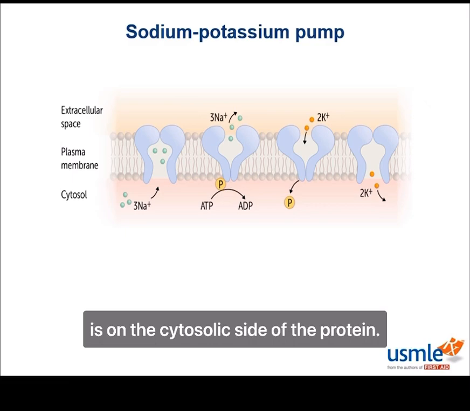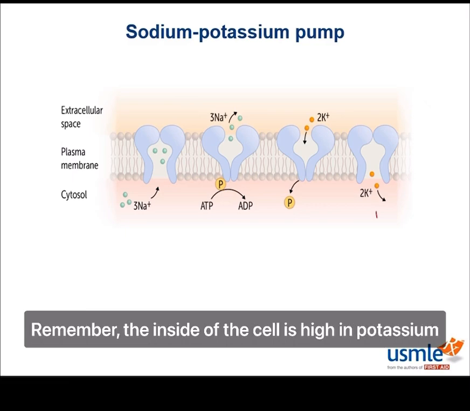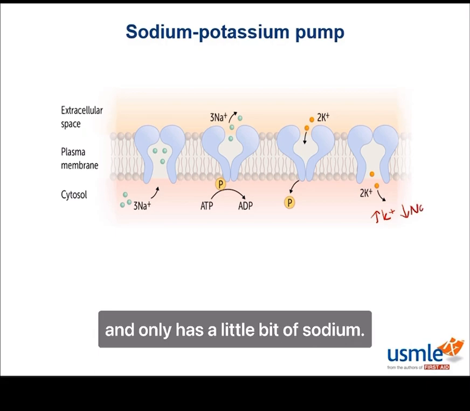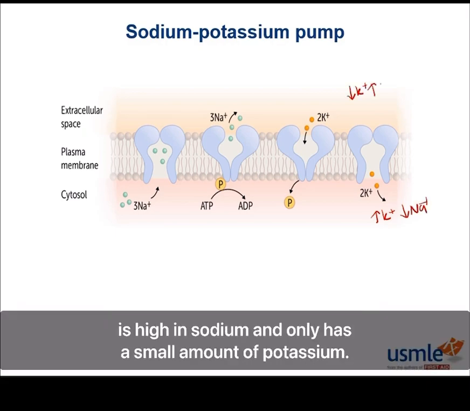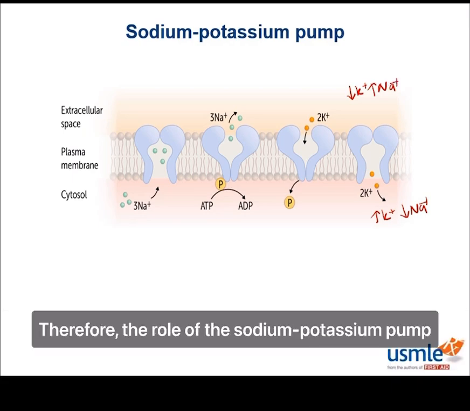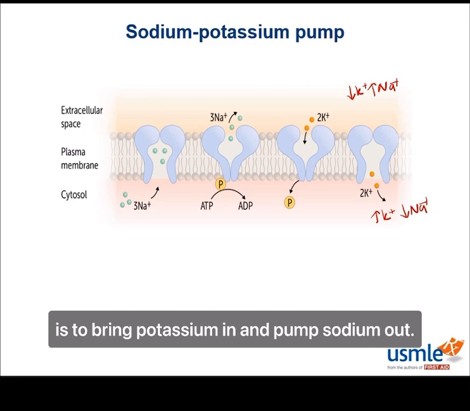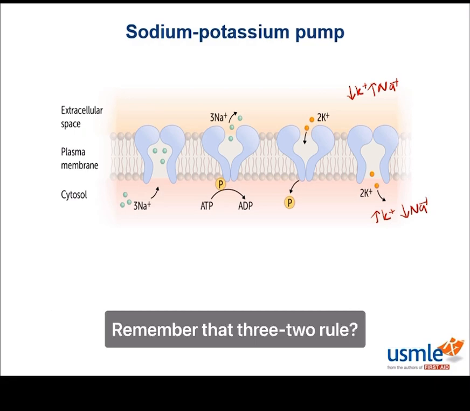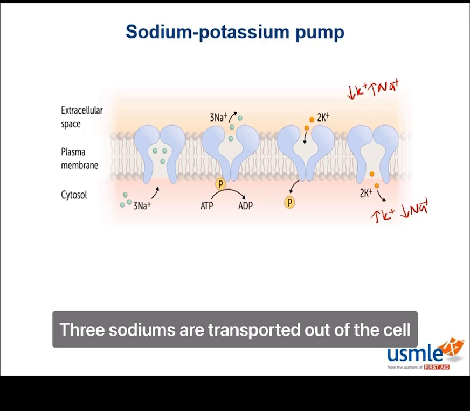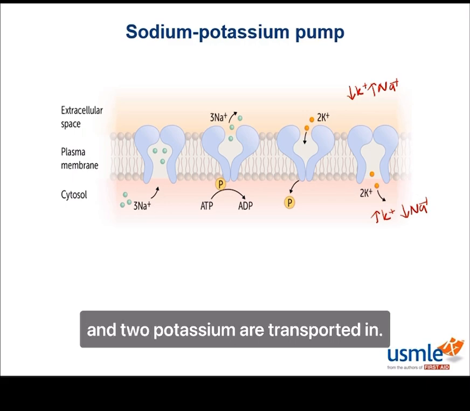the protein. Remember, the inside of the cell is high in potassium and only has a little bit of sodium, whereas the outside of the cell is high in sodium and only has a small amount of potassium. Therefore, the role of the sodium-potassium pump is to bring potassium in and pump sodium out. Remember that 3-2 rule? 3 sodiums are transported out of the cell and 2 potassiums are transported in.